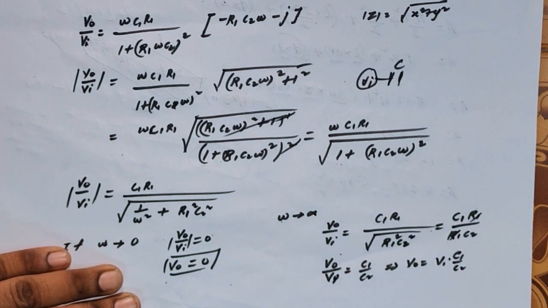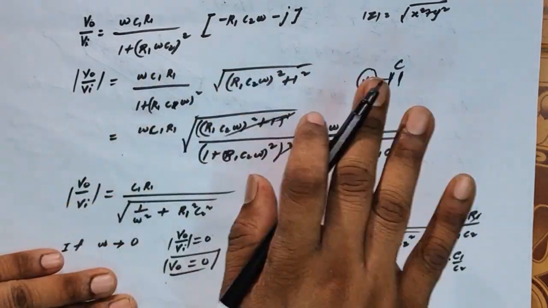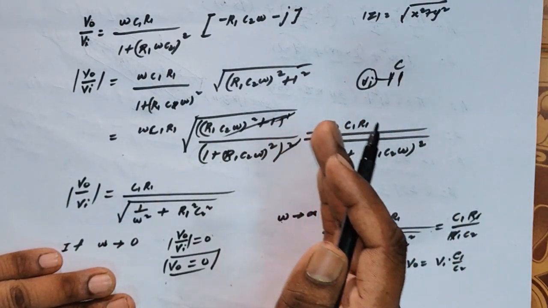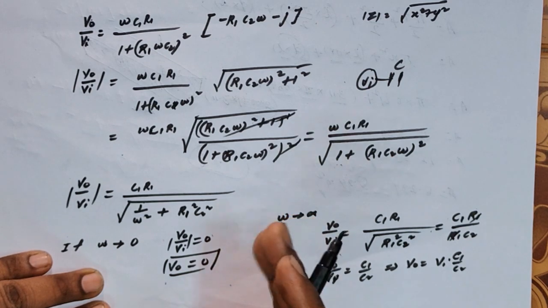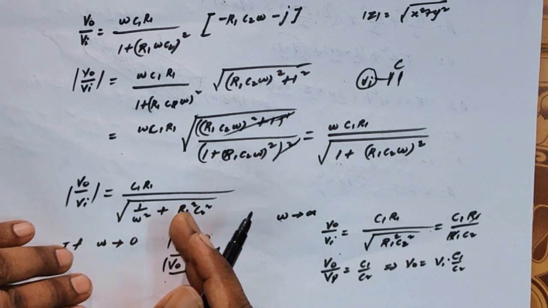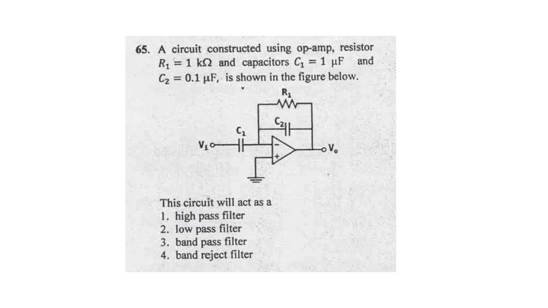So that would be the best option. A higher frequency wave is allowed. The given circuit allows a high frequency input voltage, so it will act as a high pass filter. It will block the lower frequency, it won't allow any lower frequency wave. So from the above discussion, the given circuit will act as a high pass filter. This would be the right answer.